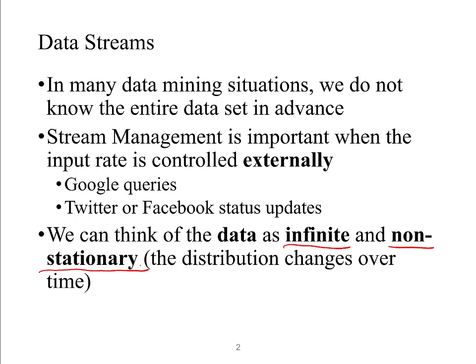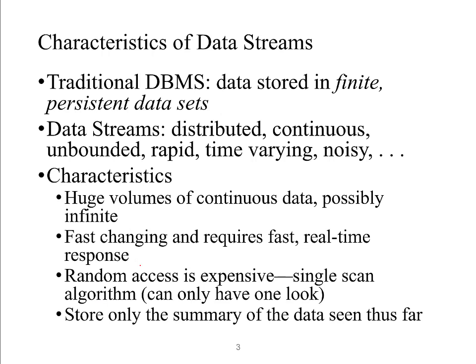These are some characteristics of data streams, and there are more. In a traditional database management system, the data is stored in finite and persistent, or say immutable, data sets. However, the data in data streams is distributed. It may come and be stored on different machines or from different sources.